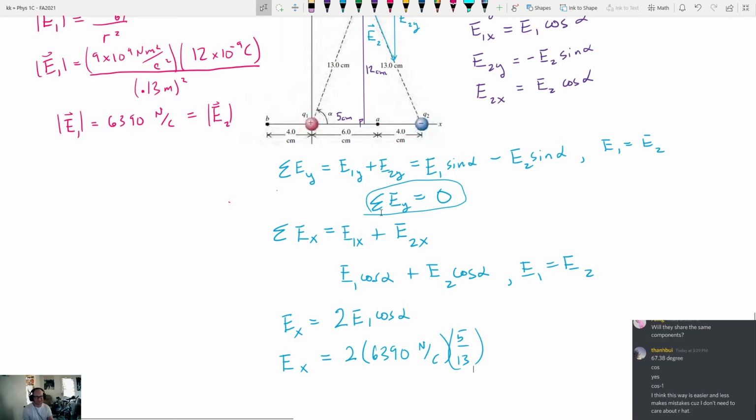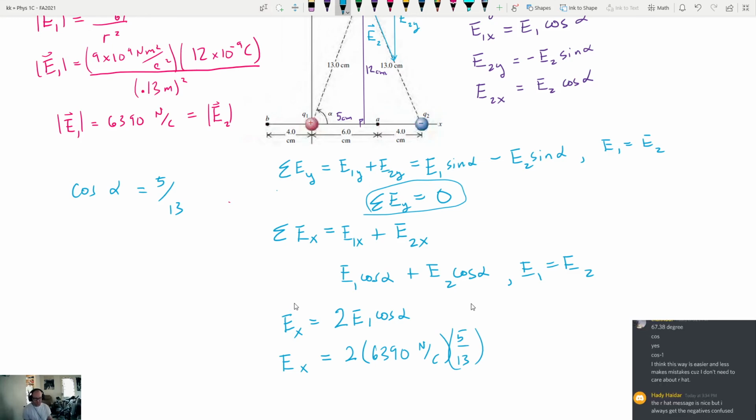It's also easier for me because this is how I learned it, but that doesn't mean it's going to be easier for everyone. By the way, cosine of alpha is equal to 5 over 13. Hopefully you can see that in the picture here. This is a 5, this is a 13, this is alpha. So the cosine of the adjacent over the hypotenuse will also be 5 over 13. That's why I put that in right there. And so we're going to get 10 divided by 13 times 6390.